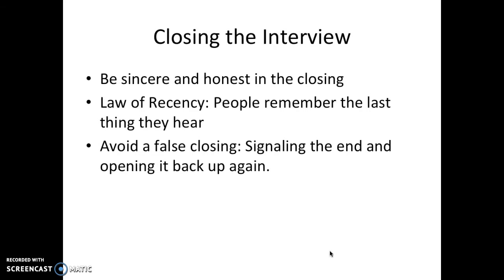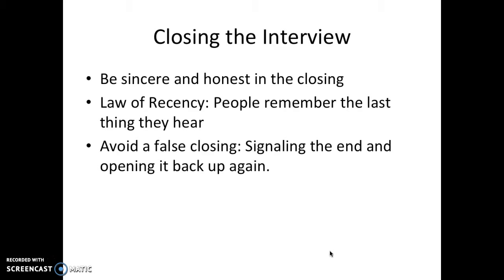And in closing the interview, you want to be sincere and honest in the closing. What that means is, if you say, I have one more question to ask to indicate a closing, then please just ask one more question. Don't ask 10 more questions. Remember that people remember the last thing that they hear, and so how you end the interview is what they're going to take with them.